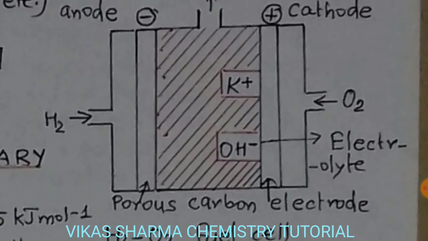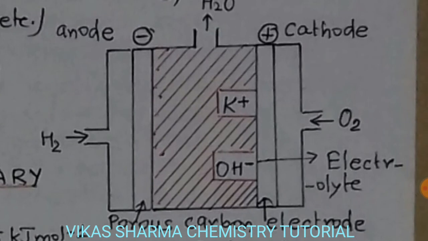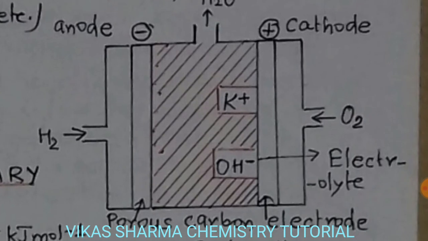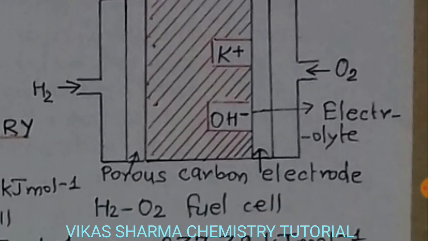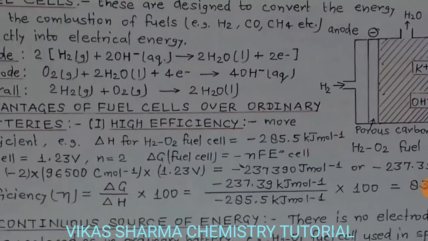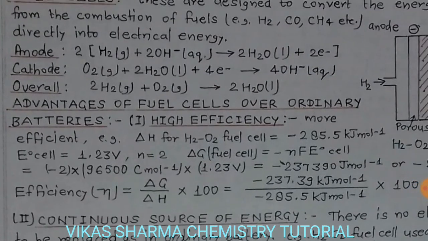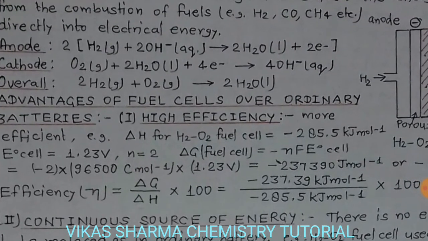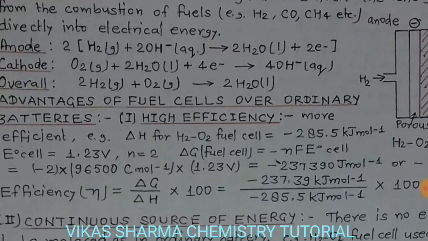On the left hand side the hydrogen gas is filled and on the right hand side the oxygen gas is filled. The oxygen part is the cathode, and they are formed with the electrolyte known as potassium hydroxide, and porous carbon electrodes. So students, the advantage of fuel cells over ordinary batteries: first, high efficiency, more efficient.